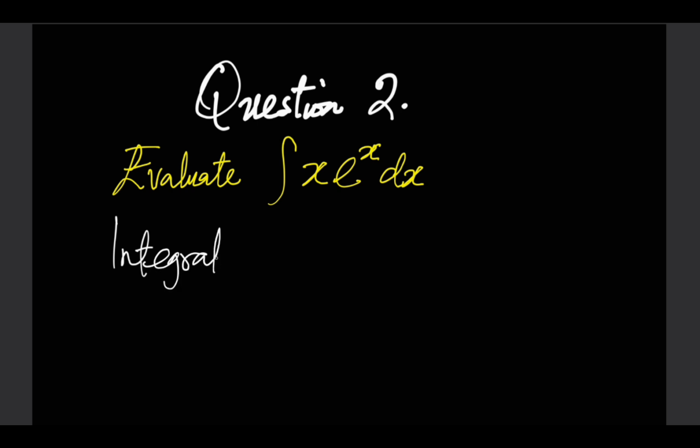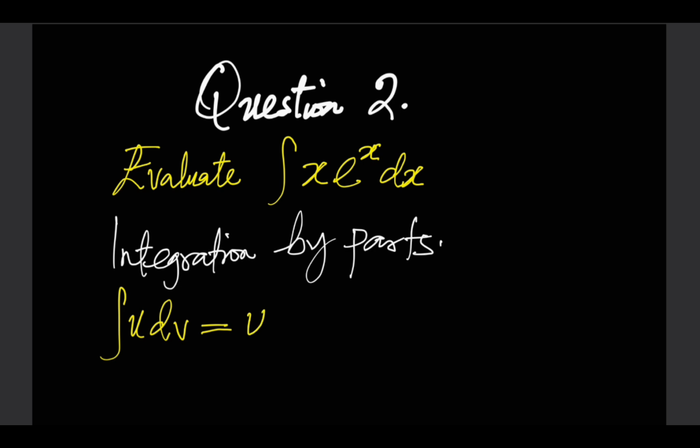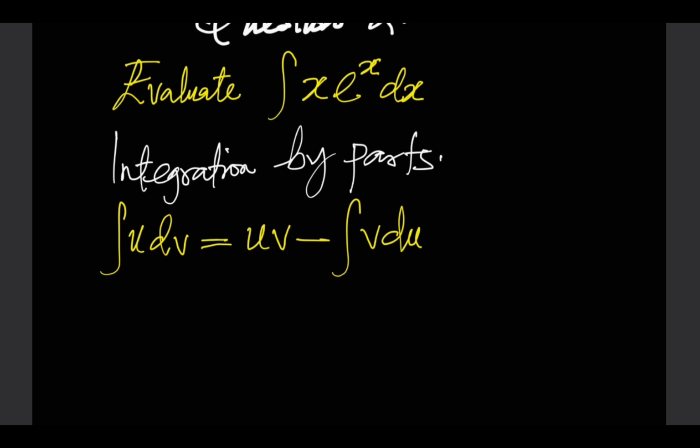Integration by parts. So that's the method we're going to be using for this problem. Now, integration by parts is especially useful when we are integrating a product of two functions. The formula for integration by parts is the integral of u dv equals u multiplying v minus the integral of v du. This is the formula for integration by parts.